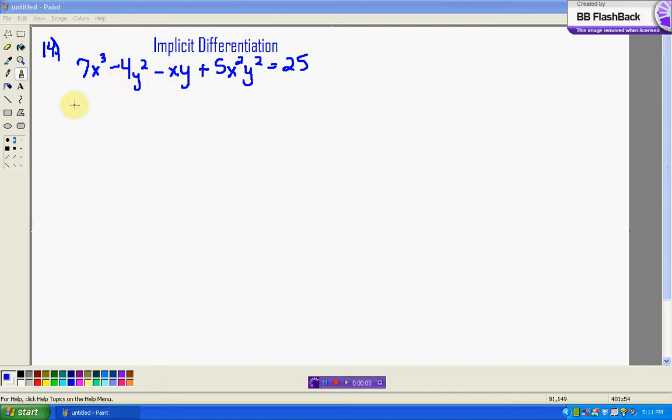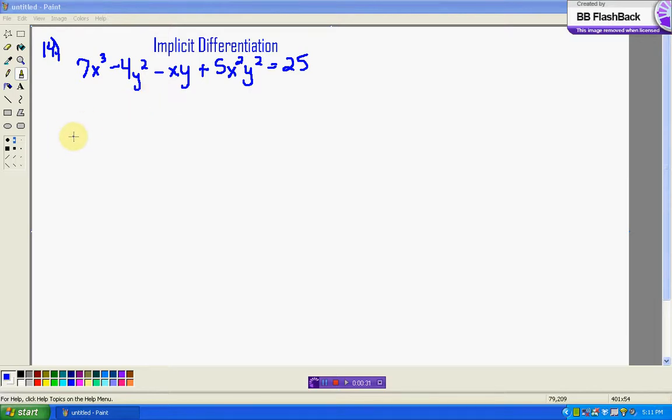What you are seeing here is number 14 from the review worksheet for 2.6, 2.8. I thought it was the tougher implicit differentiation problem that I put on their review. It involves a few things that I think are interesting. If you could do this problem, basically you could do any problem.